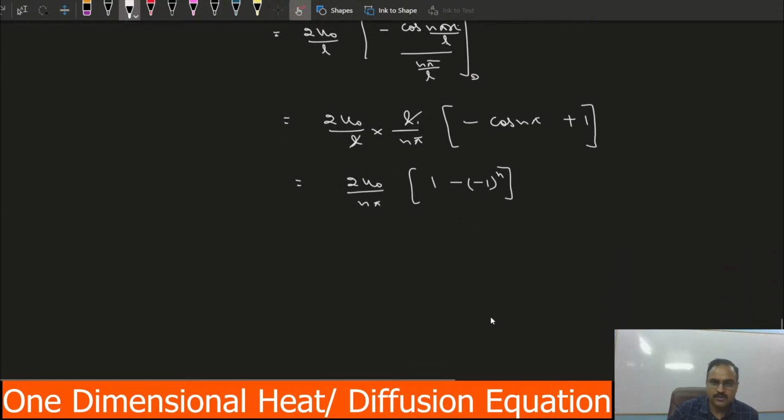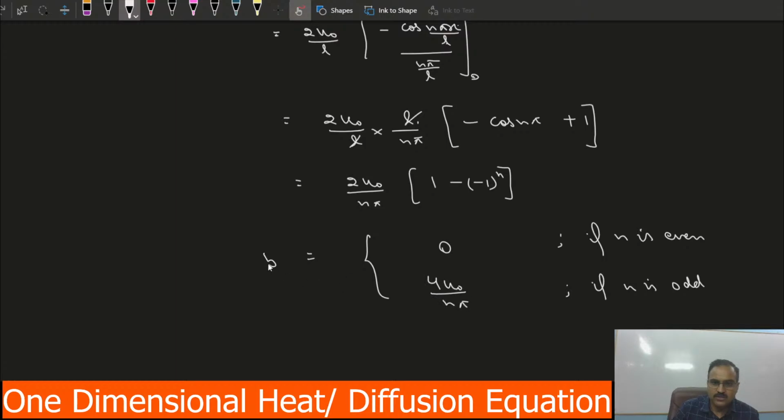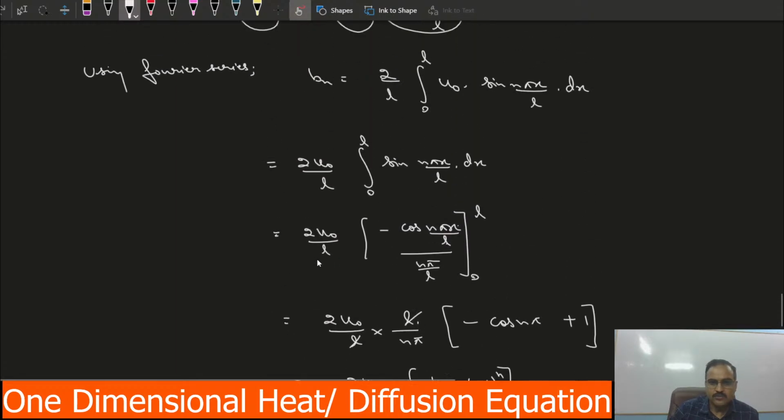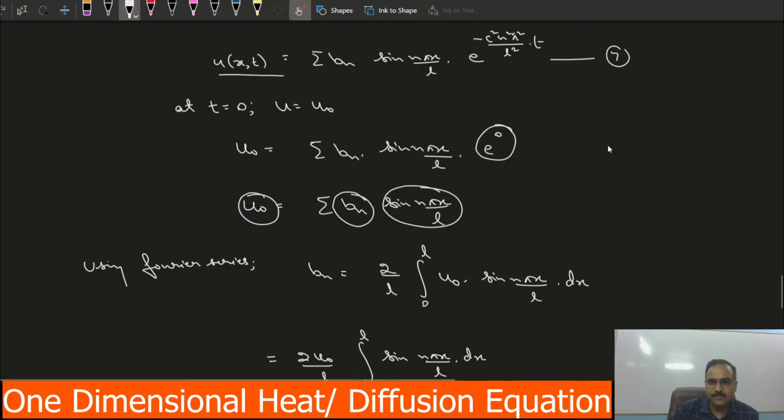Now here we need to discuss the case of even and odd. If n is even, say n equal to 4, then minus 1 squared will be 1, so 1 minus 1 is 0, and 0 into something is 0. And if n is odd, what will happen? Minus 1 to the power 1 will be minus 1, so 1 minus minus 1 will be 2. So 2 times 2 gives 4 u naught over n pi. This is the value of bn. Now I need to substitute this value of bn in equation number 7.